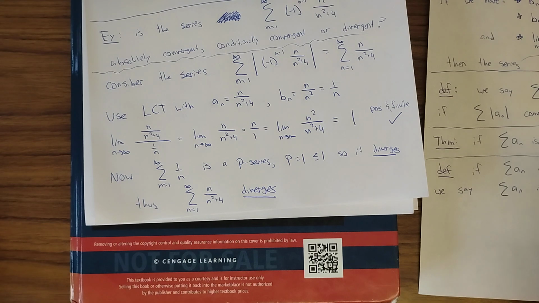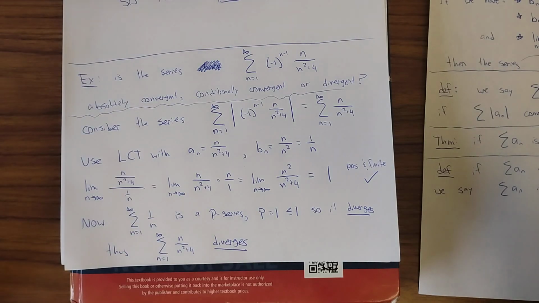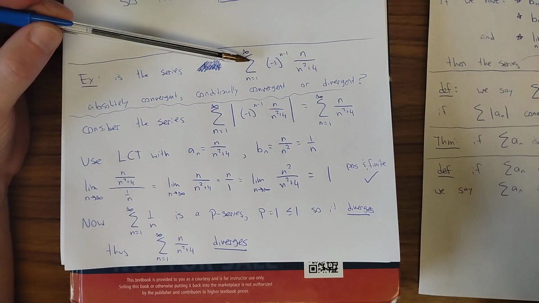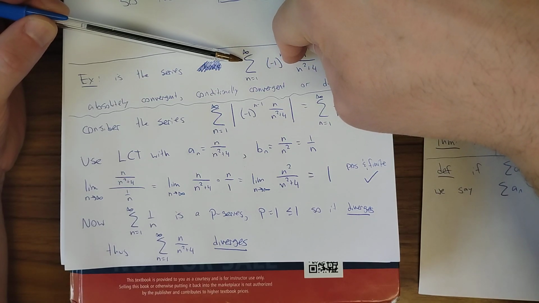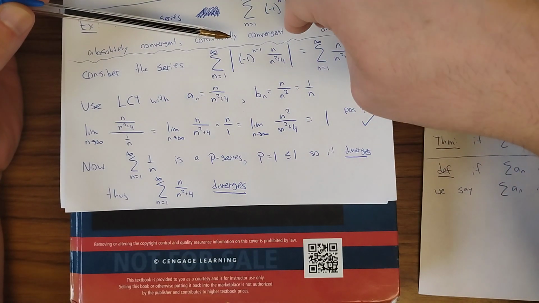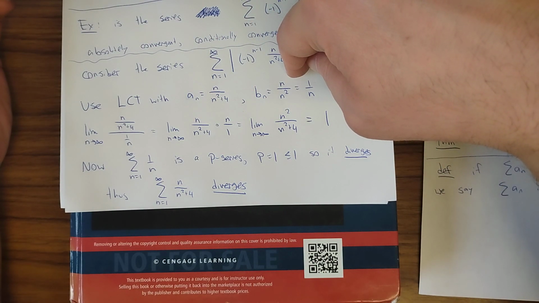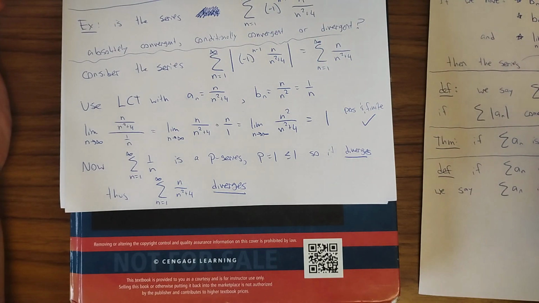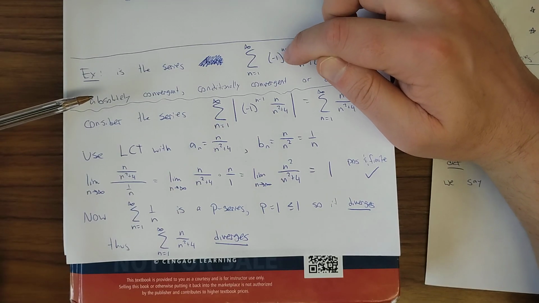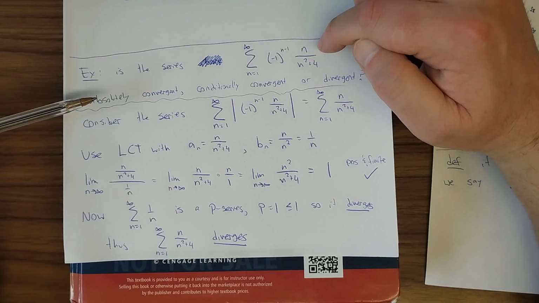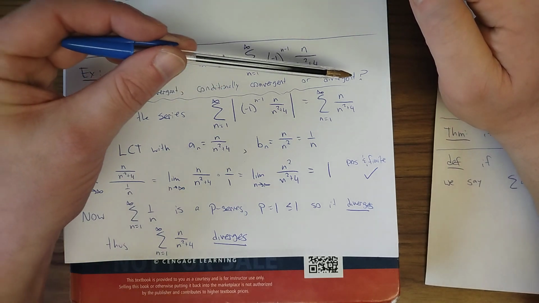Okay, but we are not done with this question yet. Let's take a step back and examine where we are. The original series was this. It had this -1 to the n minus 1. We just investigated the series that we get by putting absolute values around it. And just to remind everybody, we're wondering whether this original series with the -1 there, this is an alternating series, is absolutely convergent, conditionally convergent, or divergent.